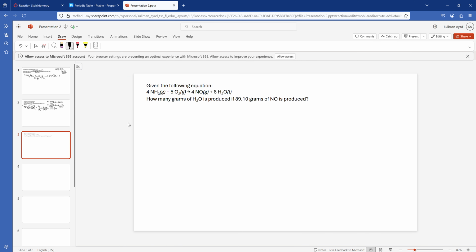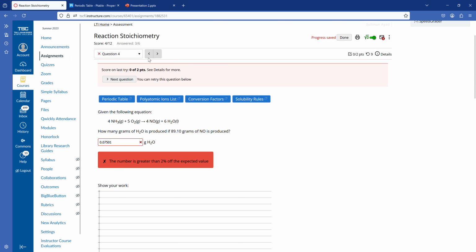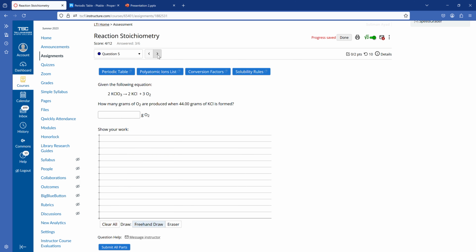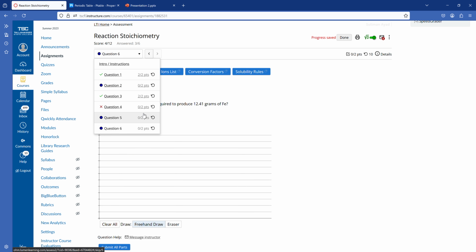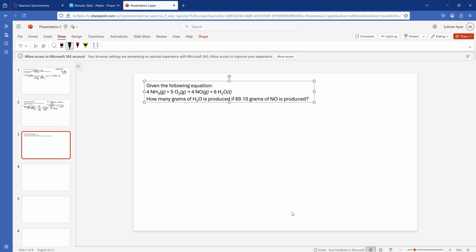The next one I picked up for us to do is this one right here. We're looking for how many grams of water is produced if that many grams of nitric oxide are produced. Where'd you go? Is it this one? It is this one. Huh. This was the one I answered incorrectly yesterday, thinking it was problem 1. Okay. So, given this equation, how many grams of water is produced if 89.10 grams of nitrogen monoxide is produced?